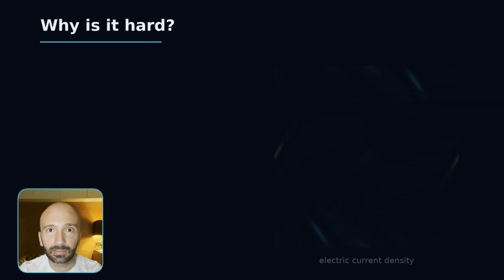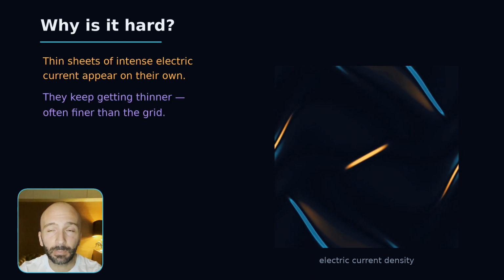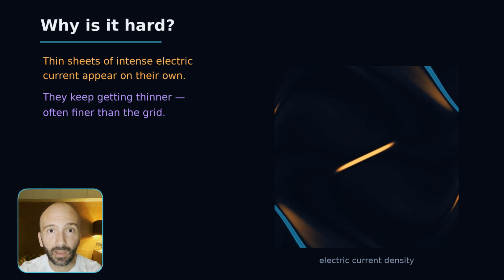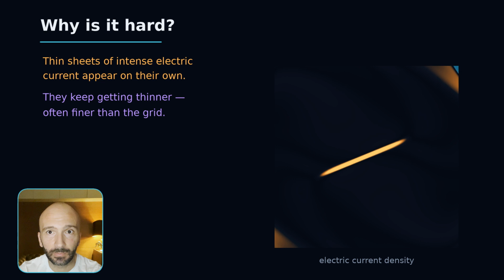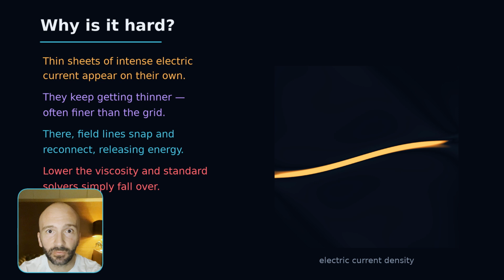And that coupling does something unpleasant. The flow squeezes the magnetic field into razor-thin sheets of electric current. They keep getting thinner, often finer than the grid you are computing on. Inside them, field lines snap and reconnect, releasing stored energy. Lower the viscosity, and the sheets sharpen further, until the solver simply falls over.